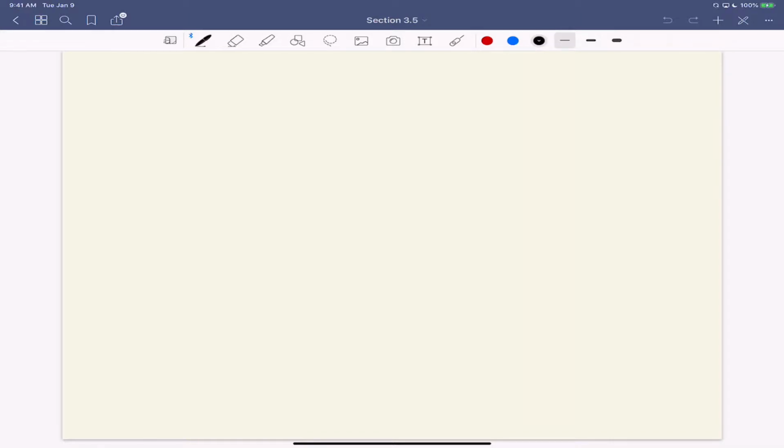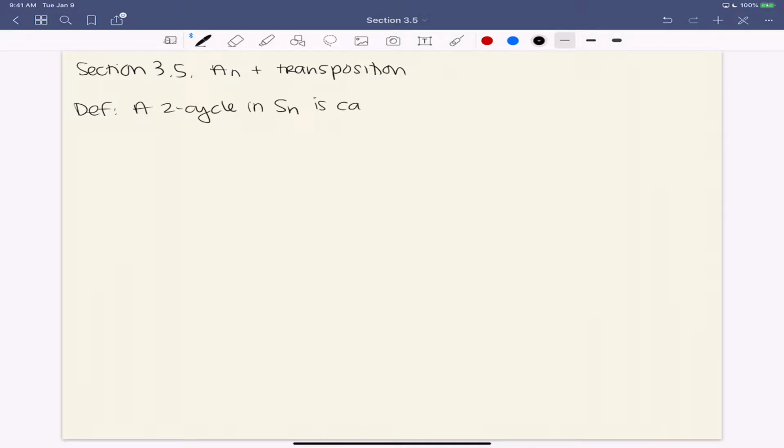Okay, so this one is a video on section 3.5 of Dummit and Foote, which is about sign and transposition, something like that. Okay, so first, a definition: a two-cycle in S_n is called a transposition. I think I actually tend to always call them two cycles anyway.